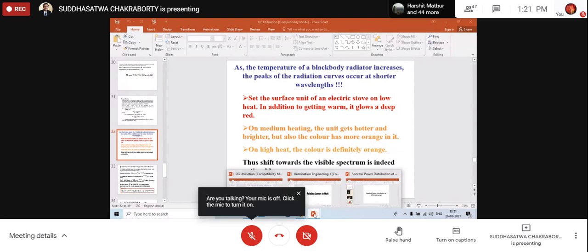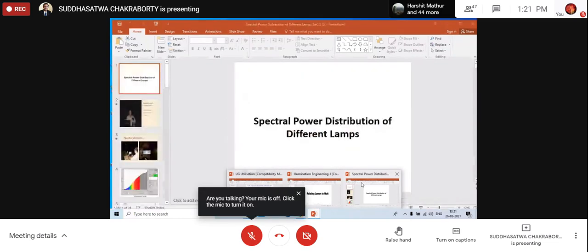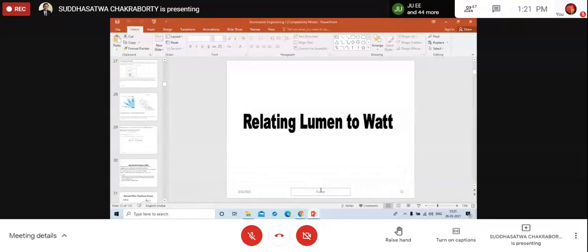Accordingly, I'm going to select my radiator in such a way that I can make a proper comparison. Okay, so that's how the black body radiations are very important.